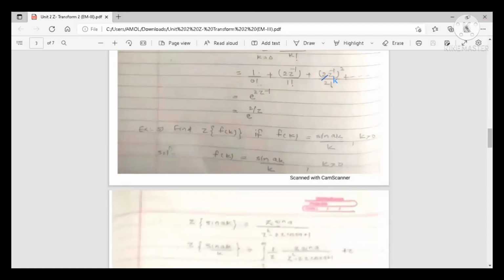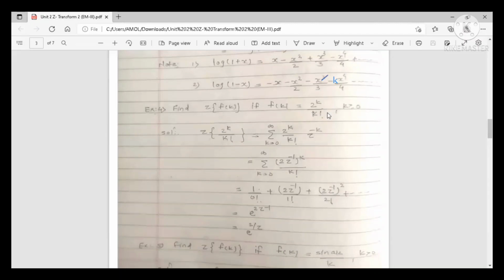This is the transform of the sequence 2 raised to k upon k factorial when k is greater than or equal to 0. Now find the transform of f of k if f of k is equal to sin a k upon k, for k strictly greater than 0.